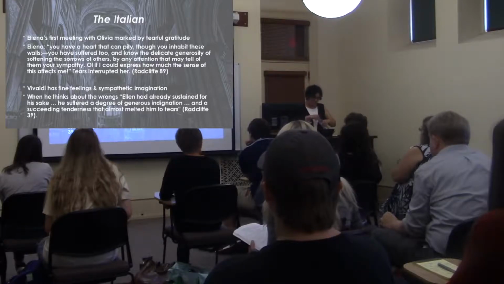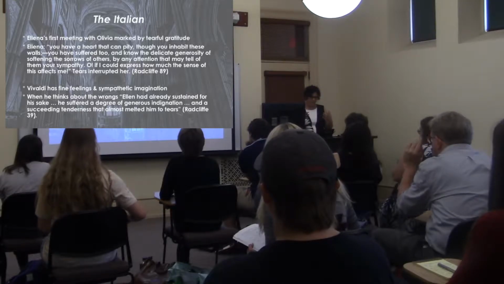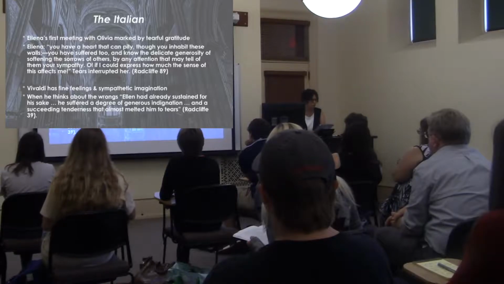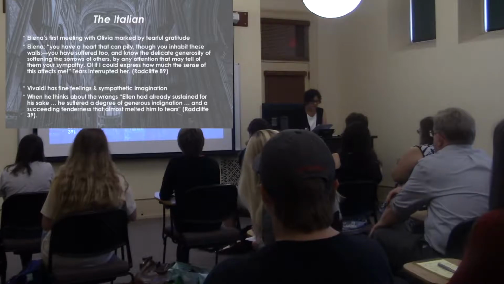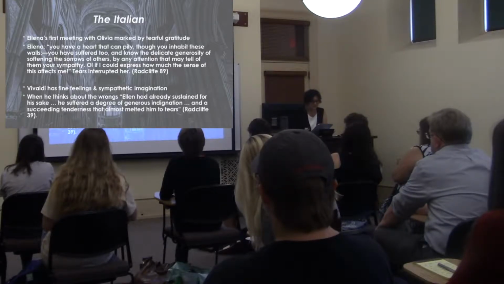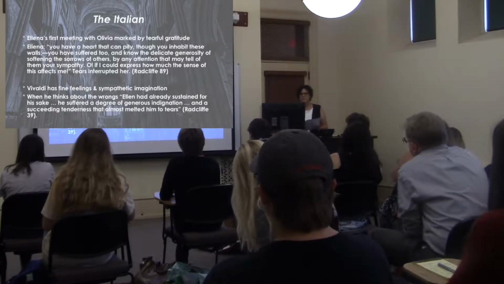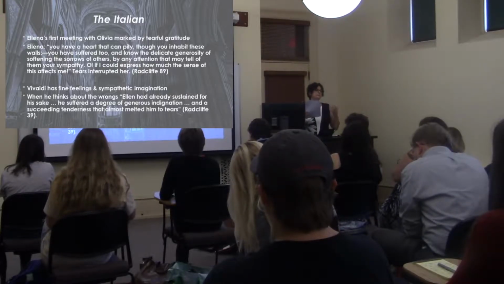So one example is Elena's first meeting with Olivia in a convent. It's marked by tears of gratitude. Melting under the sympathetic glances of Olivia, Elena explains, "You have a heart that can pity, though you inhabit these walls. You have suffered too and know the delicate generosity of softening the sorrows of others by any attention that may tell them of your sympathy. Oh, if I could express how much the sense of this affects me." Tears interrupted her.